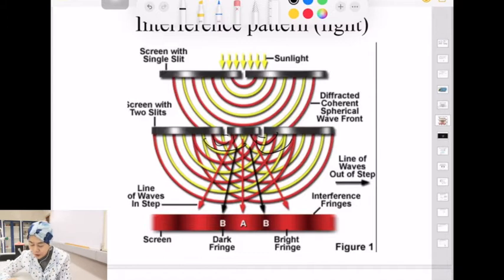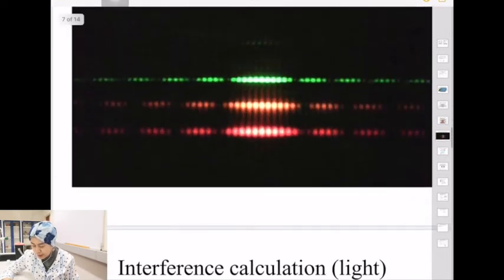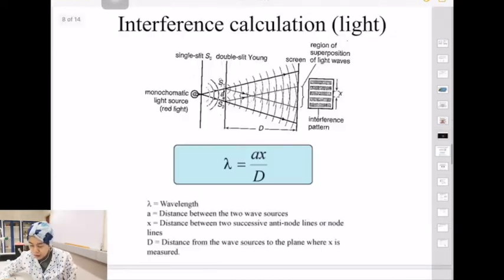Where the lines are made up of constructive interference, it will create a bright fringe, and those destructive will make a dark fringe: bright, dark, and bright. In the end, if you look at it, it will look like fringes like this. So for interference of light, there is a formula that you need to know for the SPM syllabus. It's lambda equals ax over D.